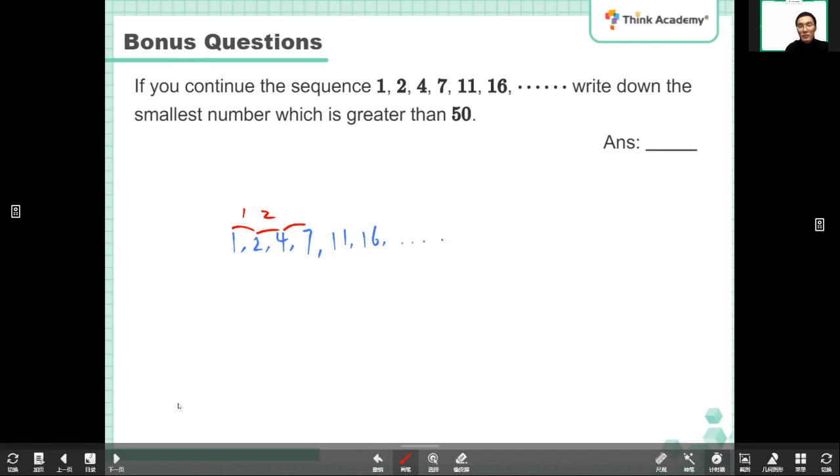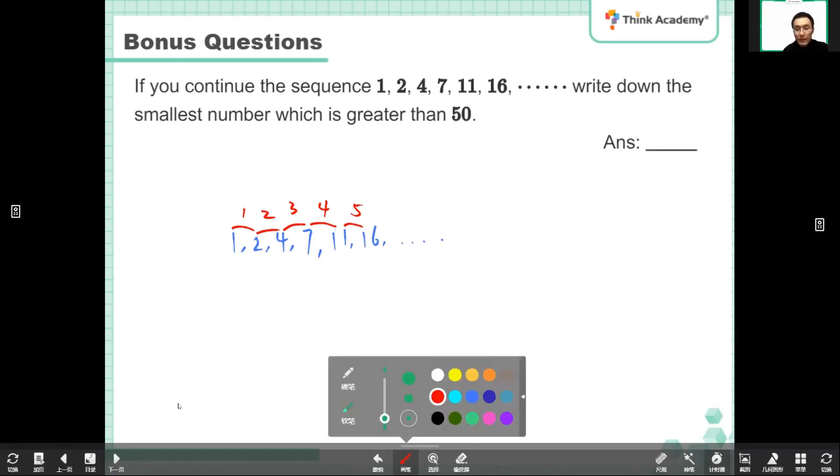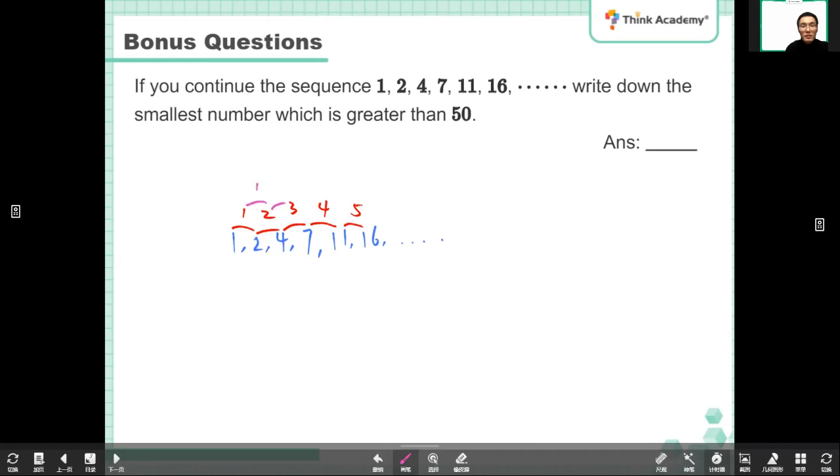Between 4 and 7, the difference is 3. Between 7 and 11, the difference is 4. Okay, so now we definitely have a pattern. Between 11 and 16, 5. So you see, the differences for this sequence form an arithmetic progression with common difference 1. This is what we call a quadratic arithmetic progression, meaning that the difference is an arithmetic progression.